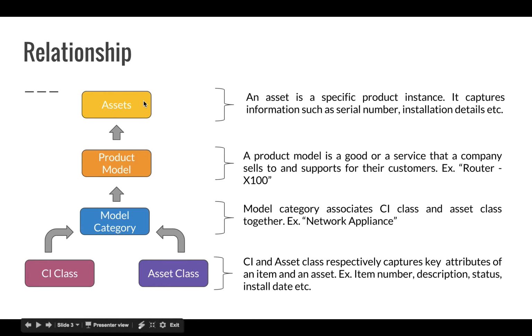An asset is a specific instance of an item. It captures information such as serial number, install date, owner of the asset. In a while, we'll log in to the application and see how a typical asset and product look in ServiceNow.